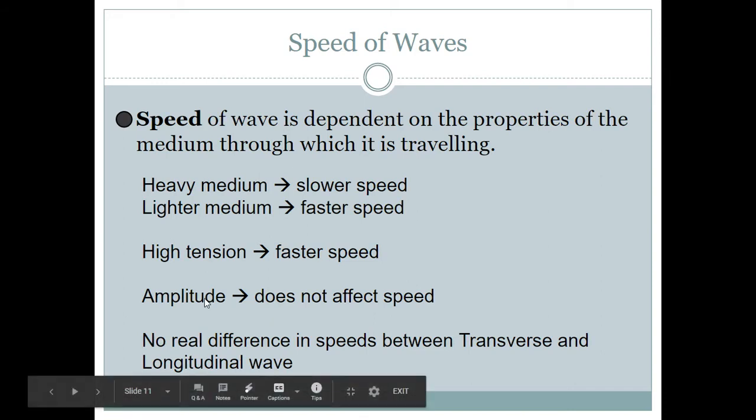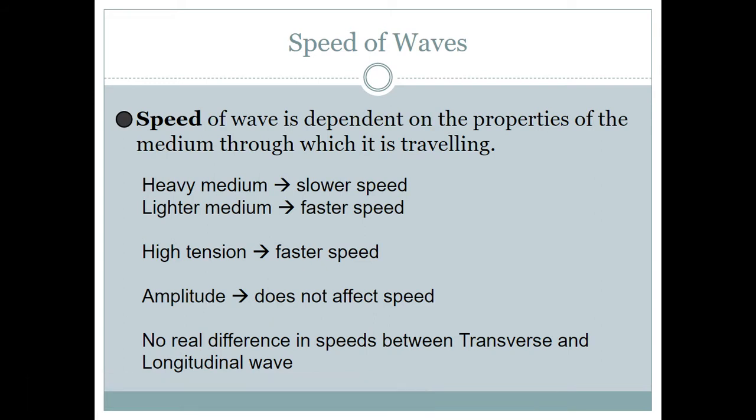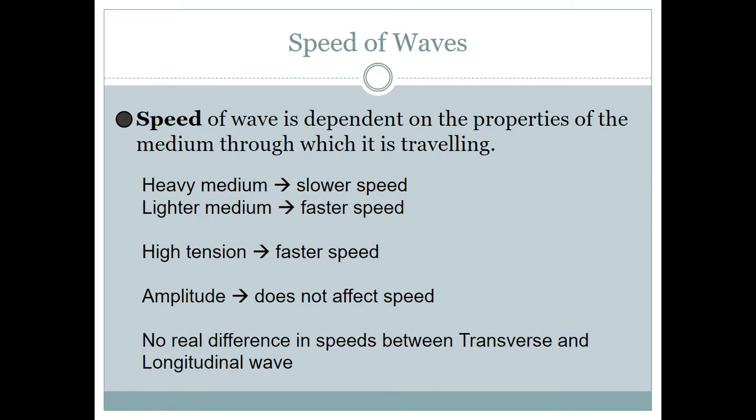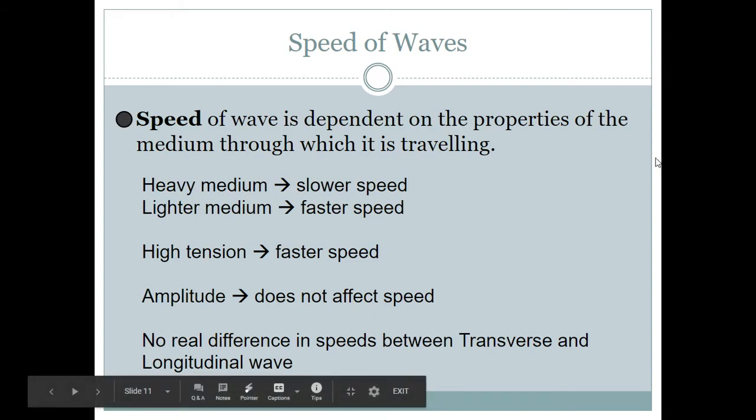Big thing here, amplitude. The size of the wave or the energy that you put into it does not affect the speed. It's only the material properties of the medium. And the last thing here is that, whether it's a transverse wave or a longitudinal wave, there's no real difference in the speeds of the waves. There's a slight difference for very complicated reasons, but it's more or less the same speed. So this summary here is super important. Please make sure you write it down, listen back to this, and make sure you understand it. It's going to become important for the next part.